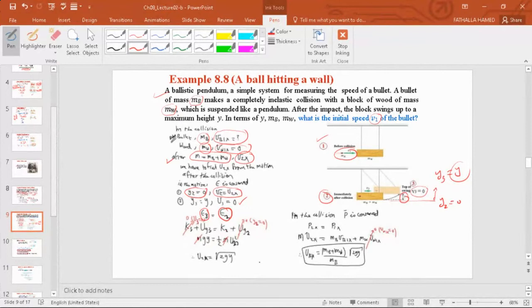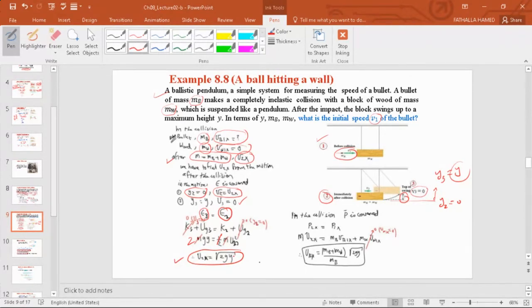Now, my kinetic 2 will equal 1/2 m, and m here is going to be the combined mass of the wooden block plus the bullet, v2x squared. So I can cancel the m from both sides. I can multiply this by 2 to eliminate this. So the v2x will equal the square root of 2gy. So that should be my v2x.